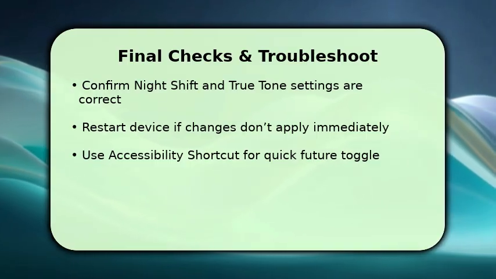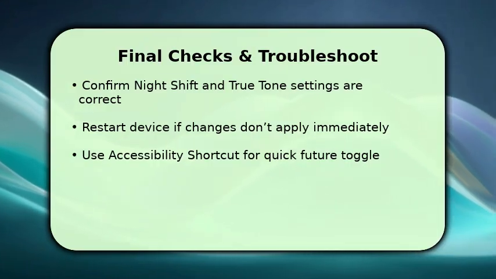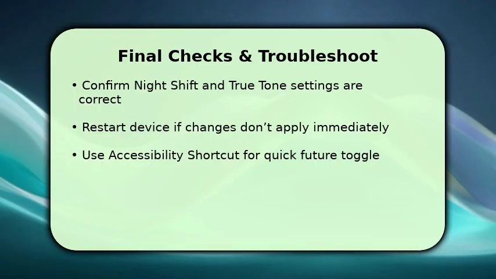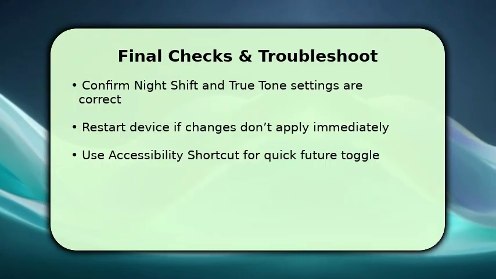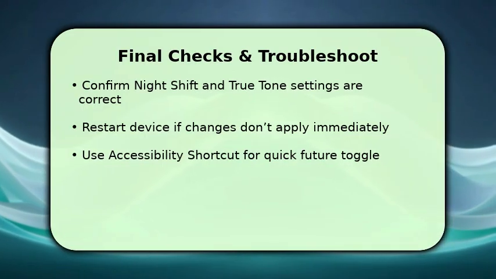If you want fast control later, set Accessibility Shortcut to Color Filters for triple-click access. Troubleshooting tip: if restarting fails, update iOS. Bugs affecting accessibility are commonly fixed in minor releases.